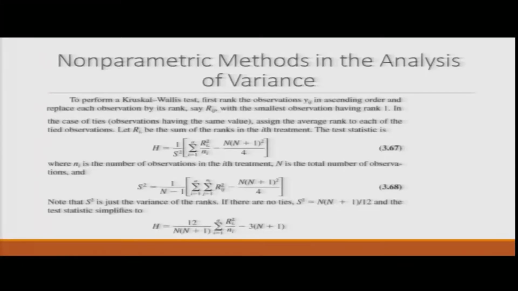So, once you find S squared, note that S squared is the variance of the ranks, as I mentioned. If there are no ties, then obviously S squared would be N into N plus 1 divided by 12, and the test statistic basically simplifies to the formula which is given here.